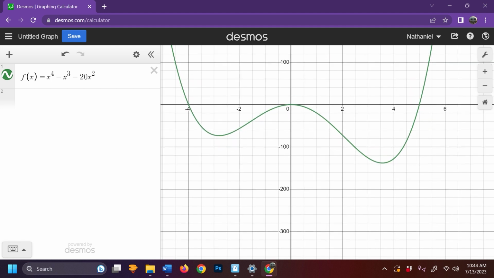But here we can see clearly it crosses the x-axis at negative 4, 0. It touches the x-axis at 0, 0. And it crosses the x-axis at 5, 0.